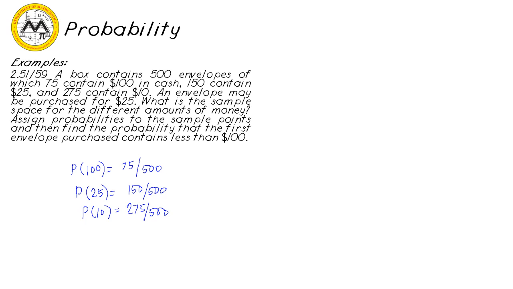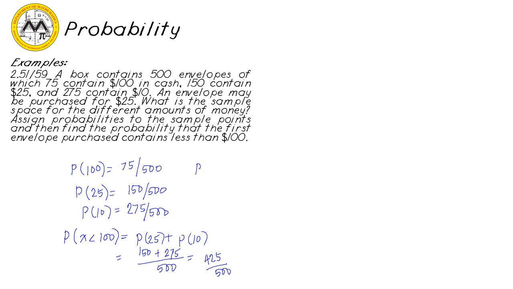And then find the probability that the first envelope purchase contains less than 100. So the probability that X is less than 100 are the events that it would be 25 and 10. We can add these two probabilities such that we have 150 and 275 all over 500. So that would be 425 over 500.